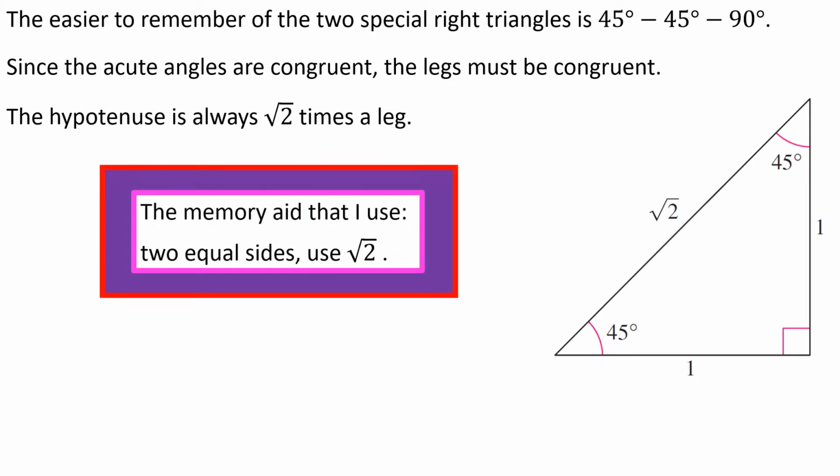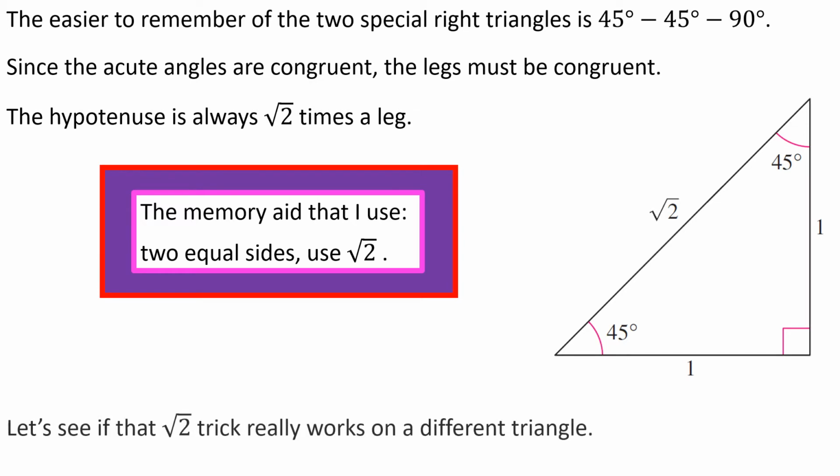Right? So on the special triangles, when there are two equal sides, I use root 2. Right? 2 goes with 2. Two equal sides, use root 2. So let's see if this root 2 trick works on a different triangle.